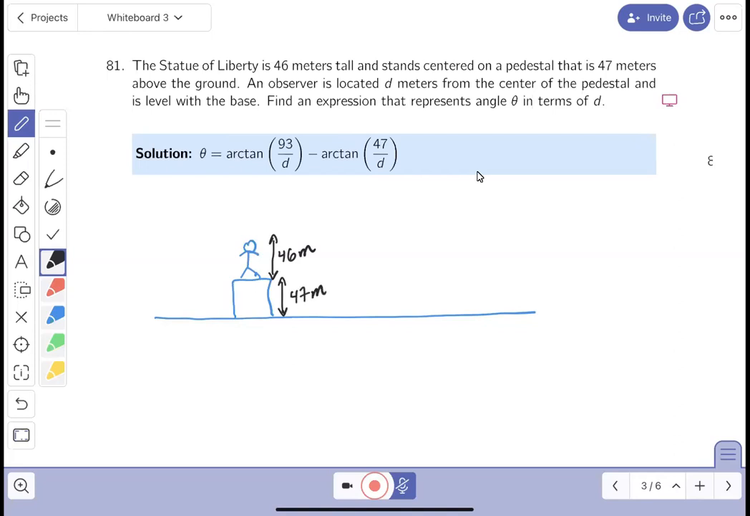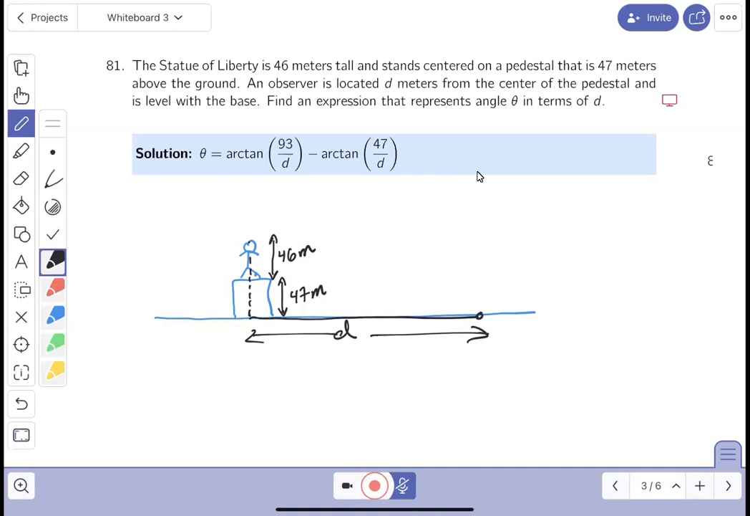Okay. An observer is located d units from the center. So I'm going to say this is the center, and that guy is way over here, and this is going to be d. This distance here is d, and he's d meters. Find an expression that represents the angle theta in terms of d.